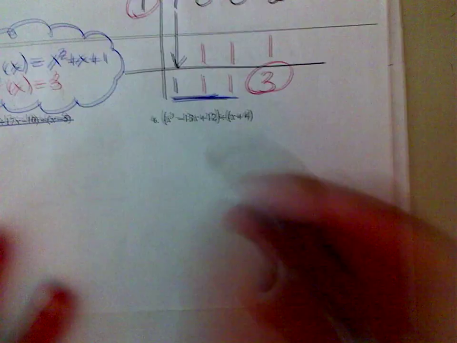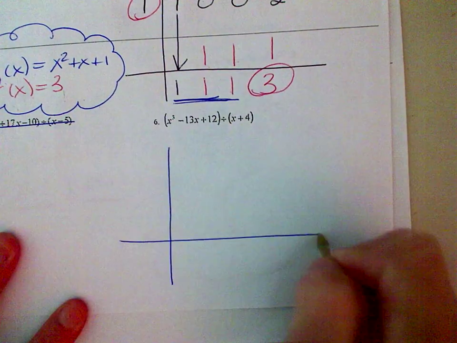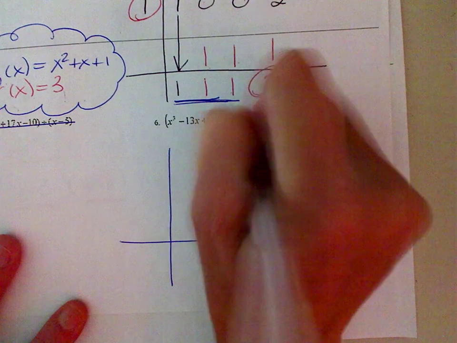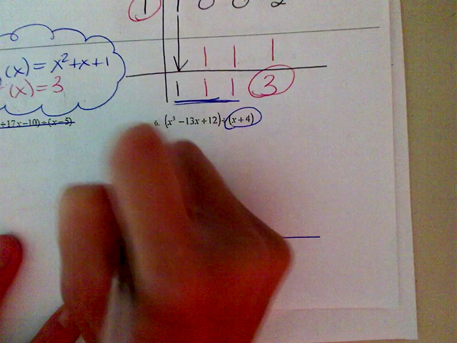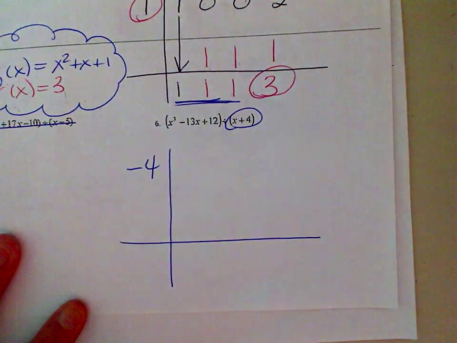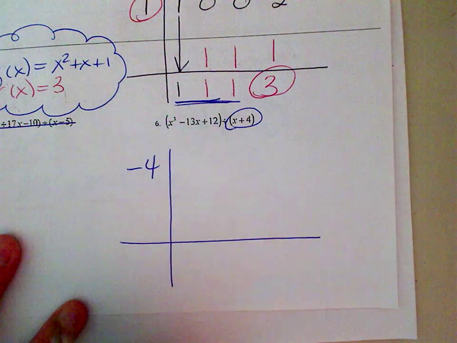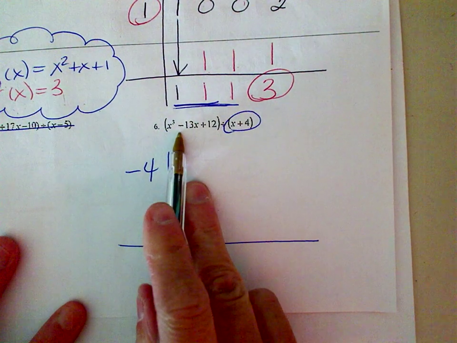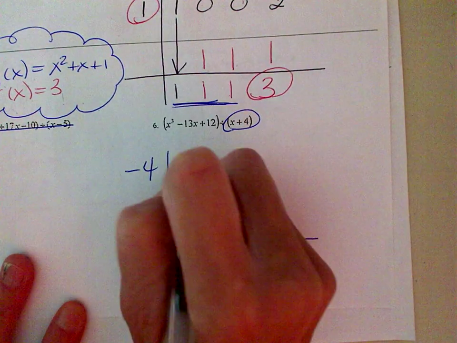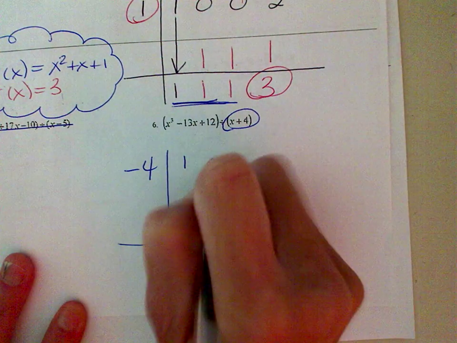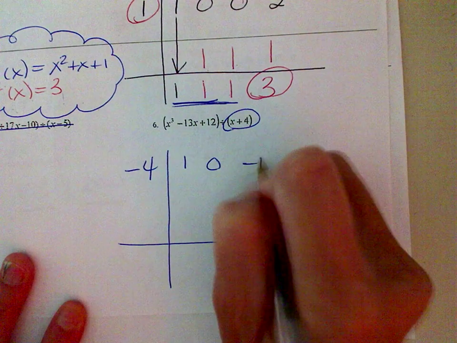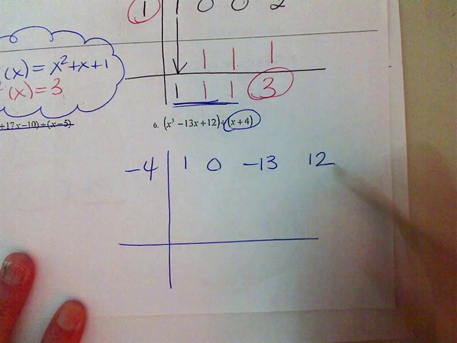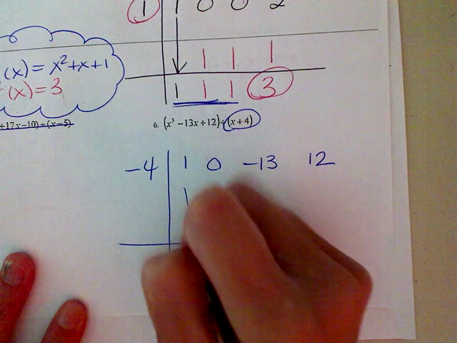Okay, let's try this last one here. Same thing. Vertical line, horizontal line. I do the opposite of the plus 4, and I put negative 4. And these do not get the opposite. Looks like I'm missing an x squared. So I got 1x cubed, I don't have any x squares, negative 13 and positive 12. Bring down that first number.